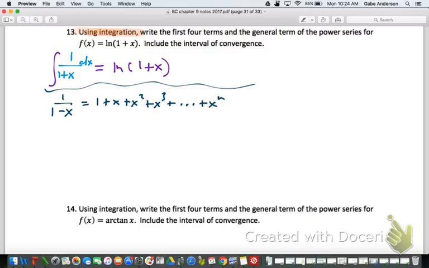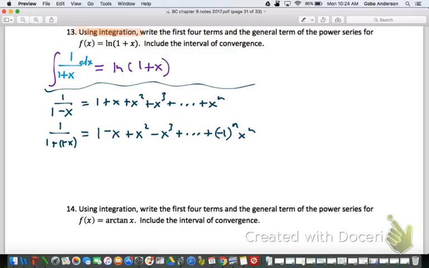Substitute negative x. Good. So 1 over 1 minus negative x is going to create an alternating pattern: 1 minus x plus x squared minus x cubed plus ... plus negative 1 to the n, x to the n. Sure, but I like to isolate the alternating element. We all know, of course, that minus minus is really plus.